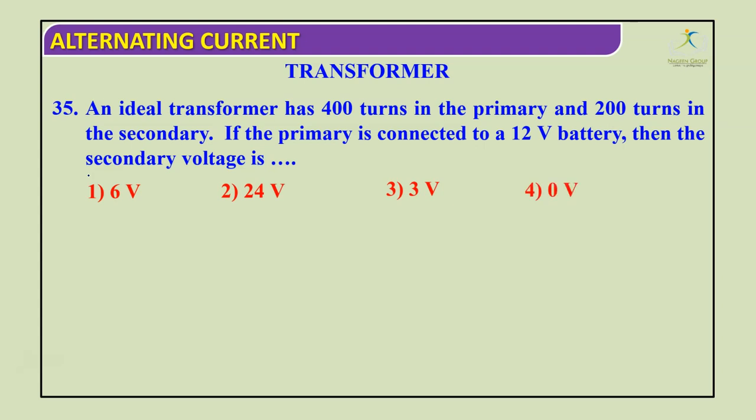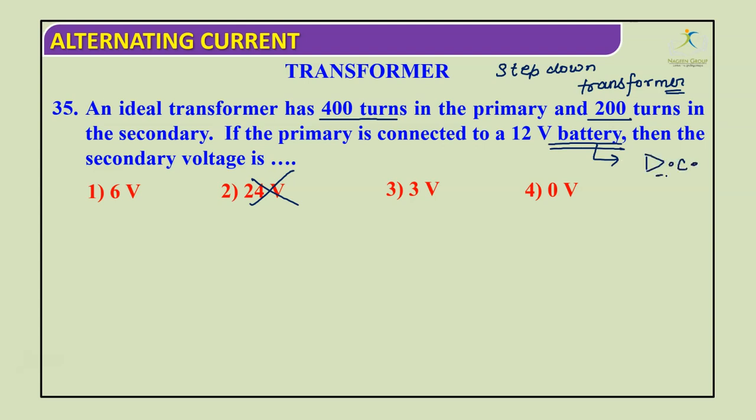As you can see, the number of turns initially, this is a trick you can use also. This will be 400 turns and this will be 200 turns, so this is a step down transformer. So voltage is not 24, this is not possible. Again, the thing you have to remember, this is connected to the battery which is DC, and a transformer works only with AC, not DC. So the answer will be 0.